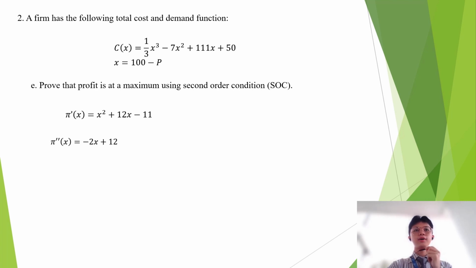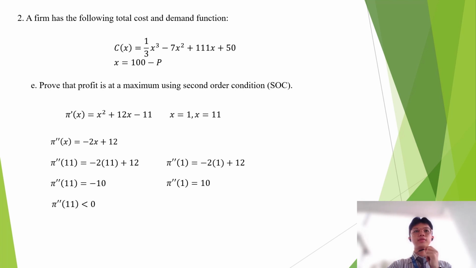Remember we have two critical points, which are x equal to 1 and x equal to 11. As shown, we don't know which is the maximum and which is the minimum. We can just substitute those two values into the second derivative of the profit function to find the maximum and minimum. After substituting, we get the answer negative 10 when x is equal to 11. This answer is smaller than 0. If we substitute x equal to 1, we get the answer 10, and this answer is bigger than 0.